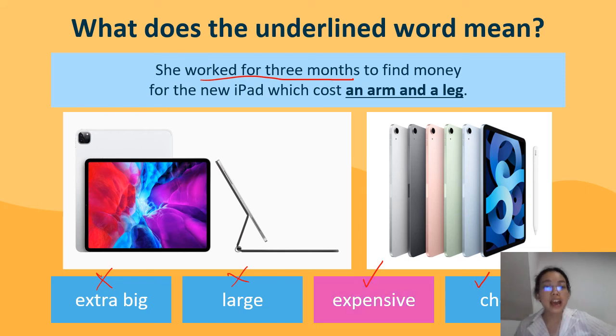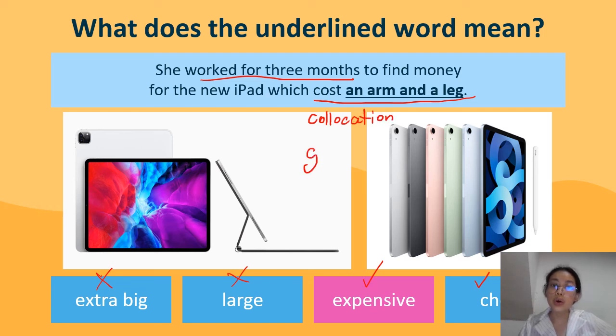So it means it's expensive because she has to work for a long time to get just a new iPad. So "cost an arm and a leg" means very expensive, and you can use "cost an arm and a leg" as a collocation. A collocation is words that you can use together, and you can remember collocations.